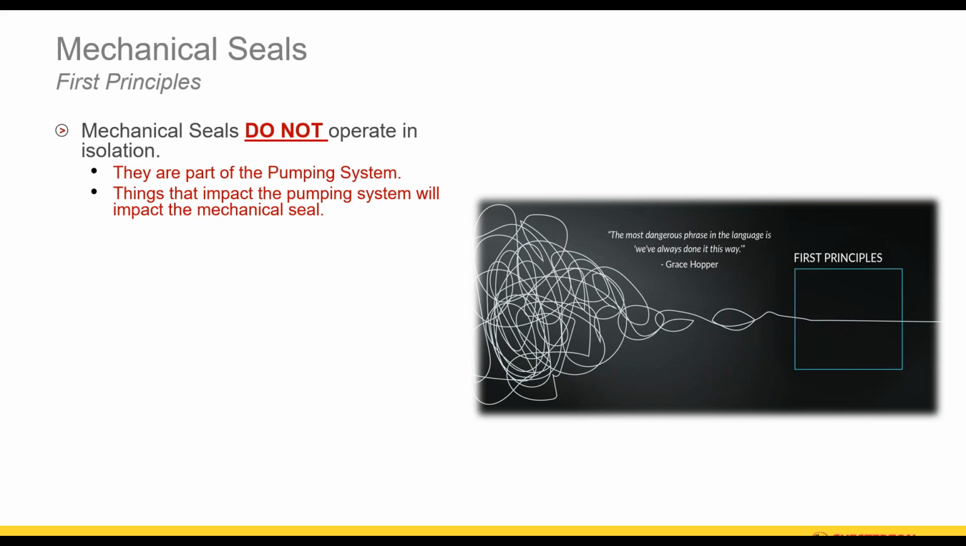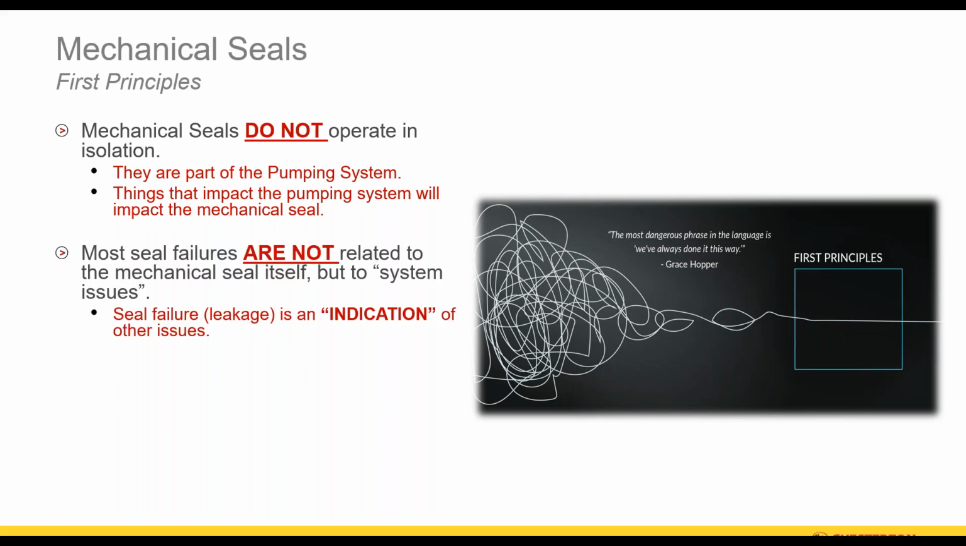So first key point, mechanical seals do not operate in isolation. They are part of a pumping system, and things that impact the pumping system will impact the mechanical seal. You need to keep that in mind. Number two, most seal failures are not related to the mechanical seal itself, but to system issues.